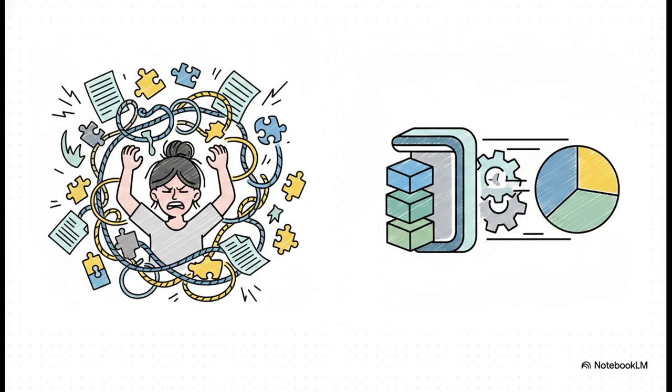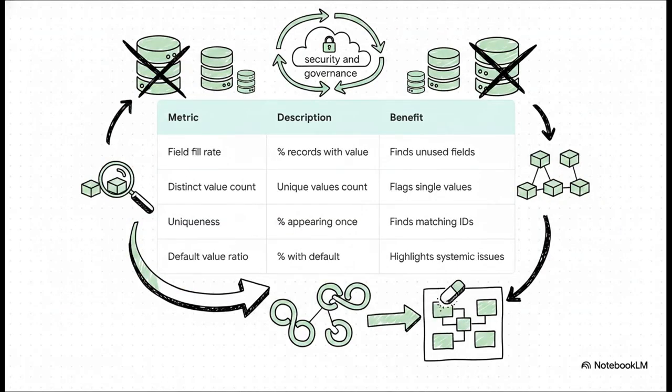Her CRM had been running since 2017, meaning she had dozens of abandoned custom fields. Doing this manually would have literally taken weeks. But by using automated data profiling solutions that analyze entire datasets at once, she could look at aggregate metrics across her whole metadata structure instantly. A real game changer. So tracking these specific metrics lets you confidently retire unused fields.